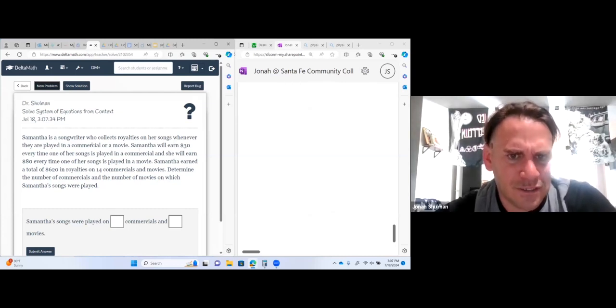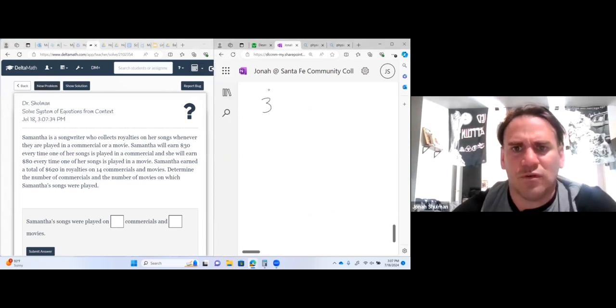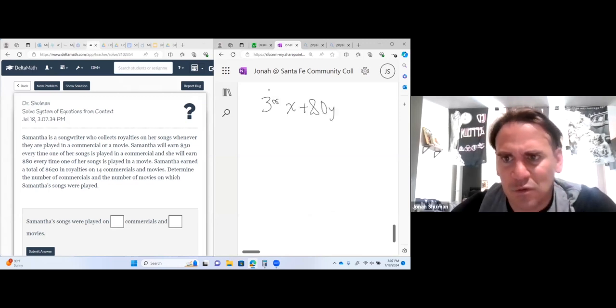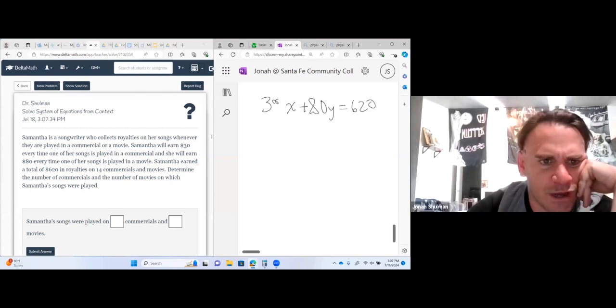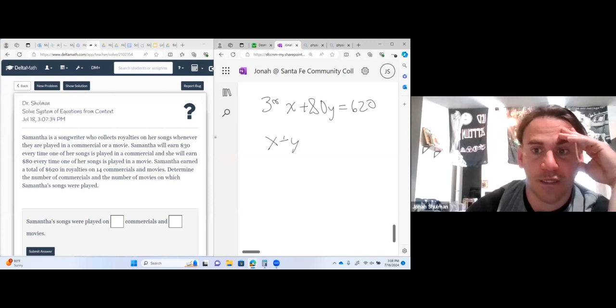Samantha's a songwriter and collects royalties. She's earning 30 every time it's played in a commercial, and 80 every time it's played in the movies. So 30x plus 80y equals 620. That's the first equation. 30 for commercials, 80 for movies, 620. She earned on 14. Oh, it's just commercials and movies. So this is just x plus y equals 14. We don't know which one's which.